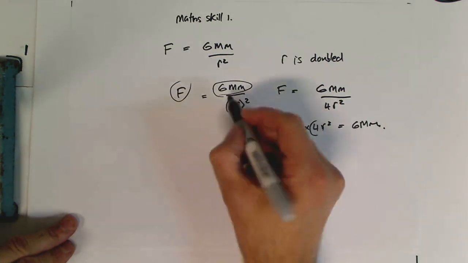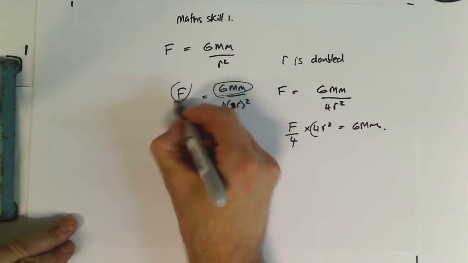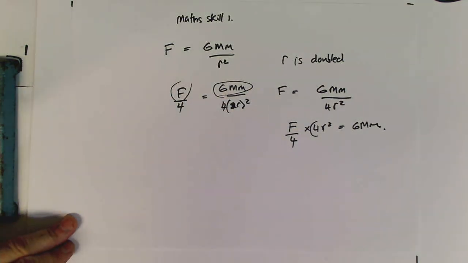Could look at that from the point of view just over here where you just went, oh, okay, you've just divided that side by 4, so you can divide that side by 4. They're still equal. Okay, so that's the same thing.